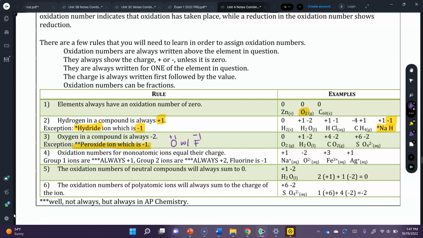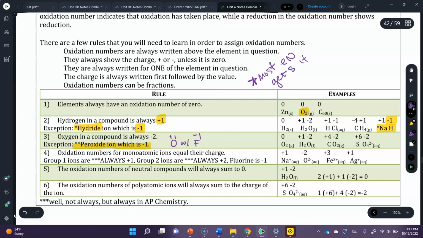One of the big things is to remember that the most electronegative element, so electronegative, gets its charge.